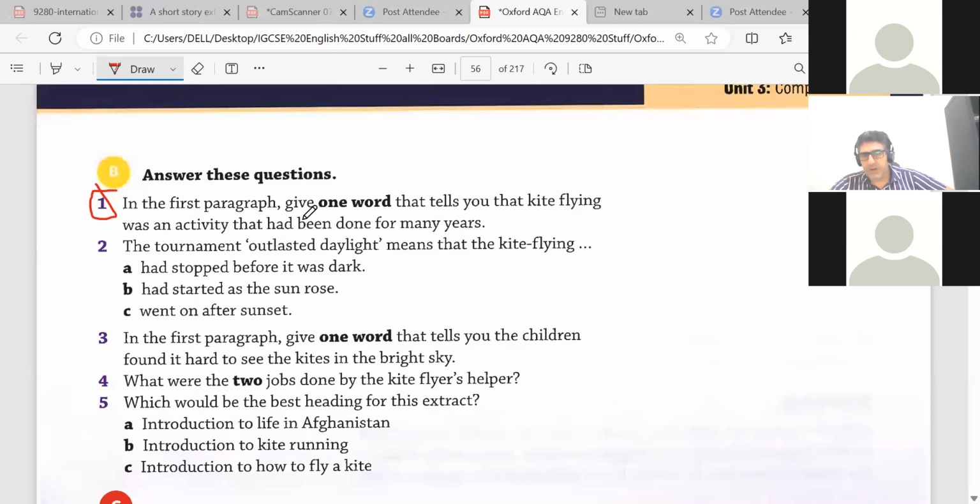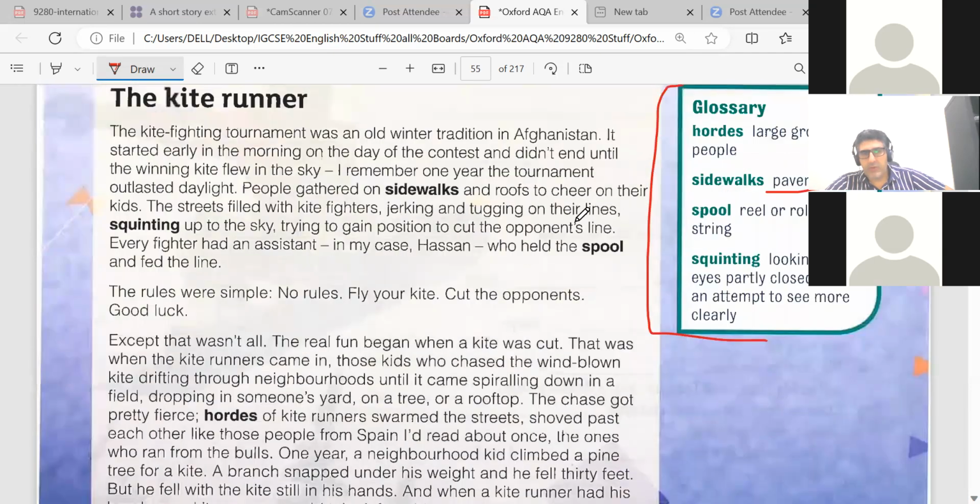In the first paragraph, just focus on the first paragraph. Give one word that tells you the kite flying was an activity that had been done for many years. Again, one word. I want only one word. Be careful, Khalid, Akram, pay attention. One word that tells you that kite flying was an activity that had been done for many years. Let's go to paragraph 1 and find me this word, guys. This is paragraph 1. Old. And Akram?